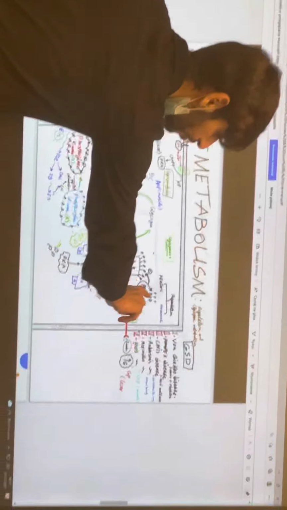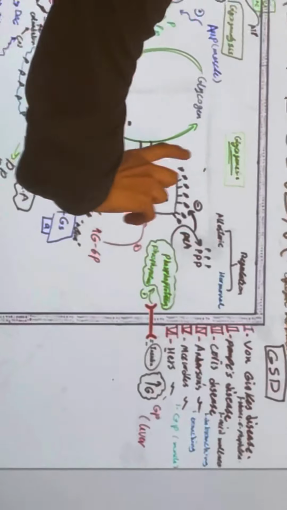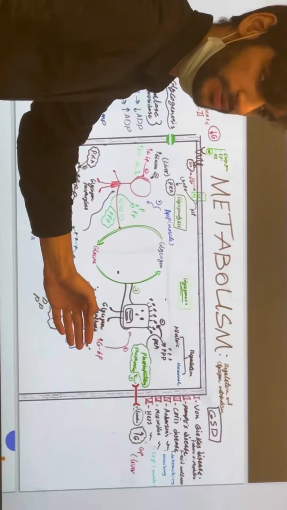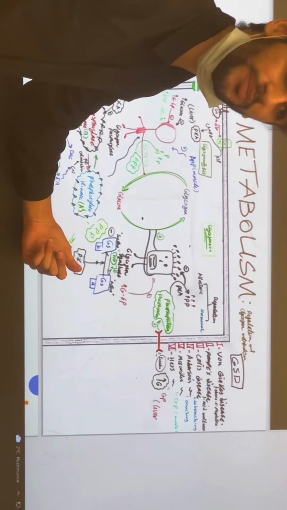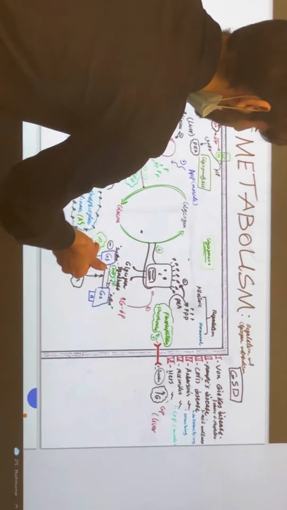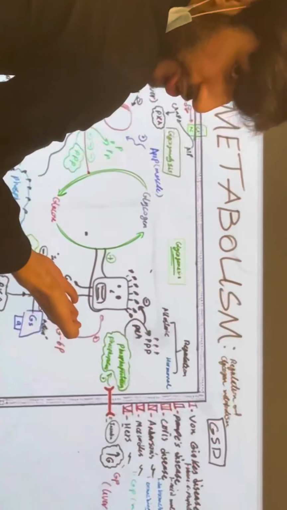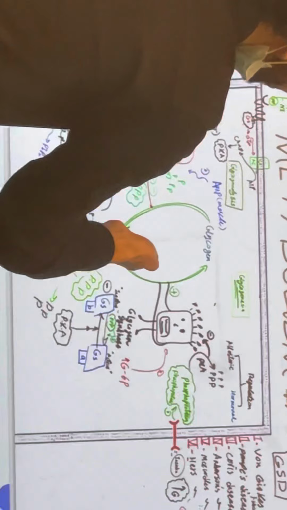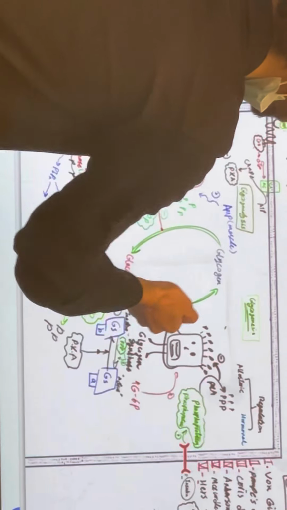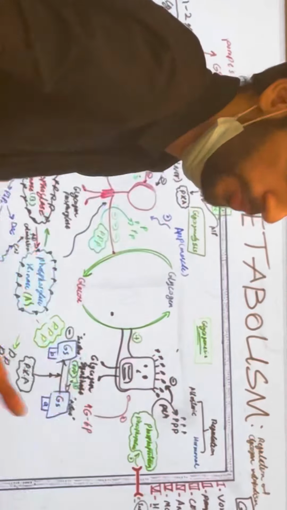When this phosphoprotein phosphatase pulls off the phosphates from the glycogen synthase, what will happen? This glycogen synthase will become active. We will have the active form of glycogen synthase, and this will stimulate glycogen synthase, and obviously glucose 6-phosphate will be converted to glycogen, and glycogenesis will be taking place.